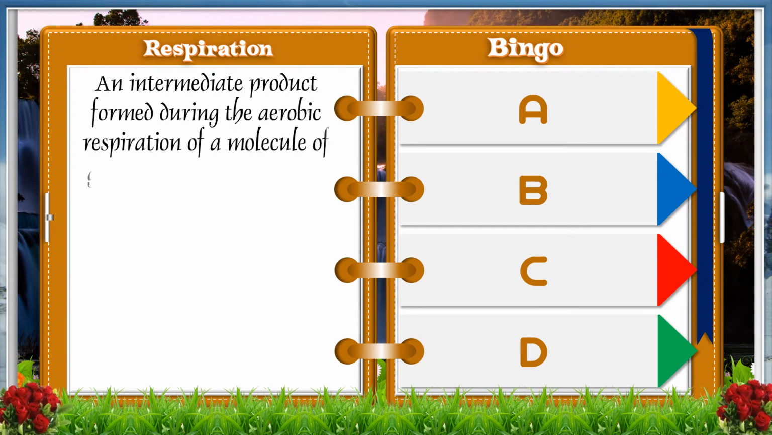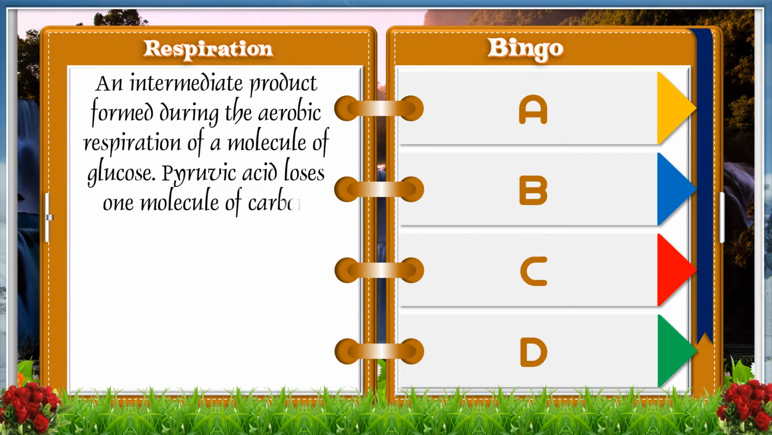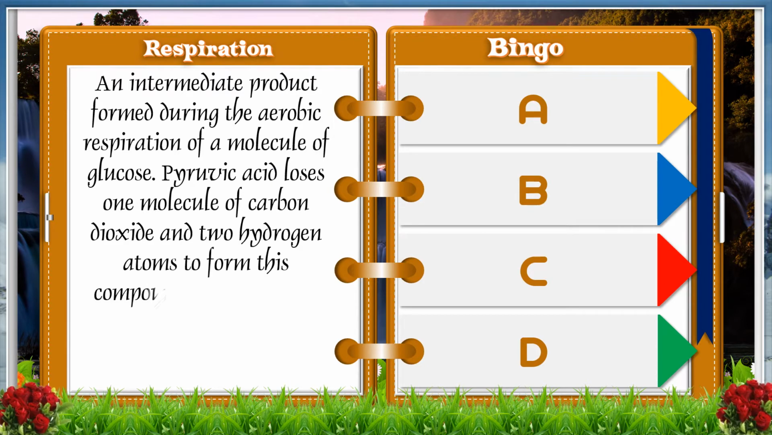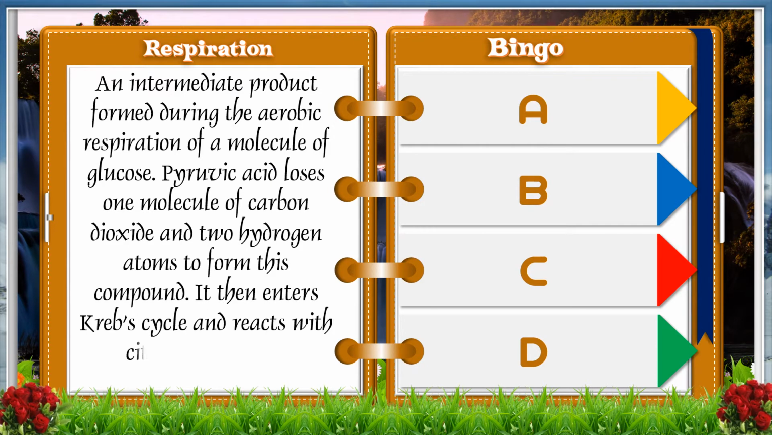An intermediate product formed during the aerobic respiration of a molecule of glucose. Pyruvic acid loses one molecule of carbon dioxide and two hydrogen atoms to form this compound. It then enters Krebs cycle and reacts with citric acid to form oxaloacetic acid.